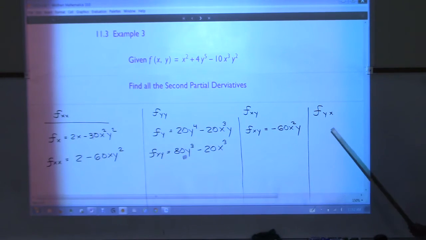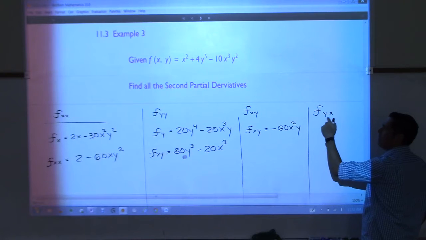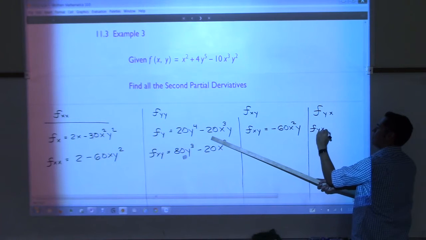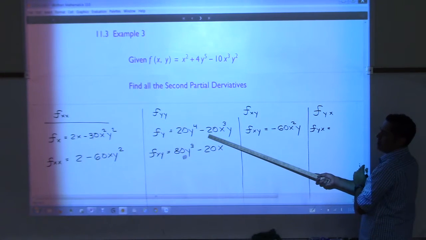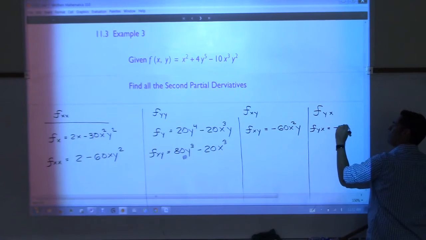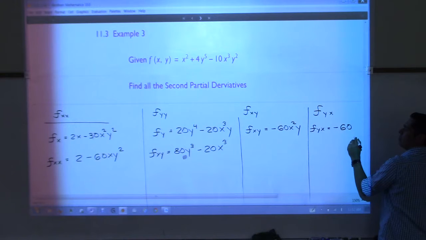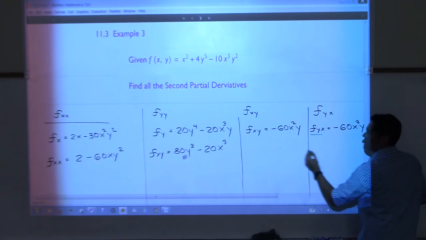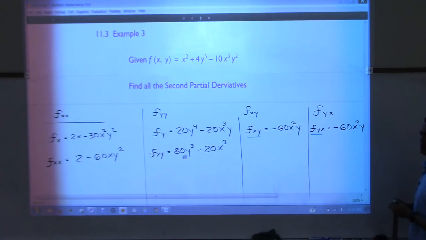Now we're going to do the partial with respect to y first, followed by x. There's your partial with respect to y. So f_yx. So do this with respect to x, holding y constant. 0 and negative 60, so negative 60yx squared. x squared y again, right? Or yx squared, however you want to say that. That's what you get. We good? Did you all notice anything? Yeah, they're the same. These two are the same. These two are the same. Is that always going to happen?